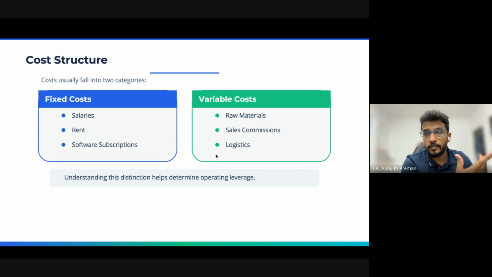Okay. And another thing what typically people forget is the rent. Even though rent is a fixed cost, when you increase the number of people, you may be required to get additional space also. So all those things should be factored in your business model. Okay. So understanding this distinction helps determine operating leverage.